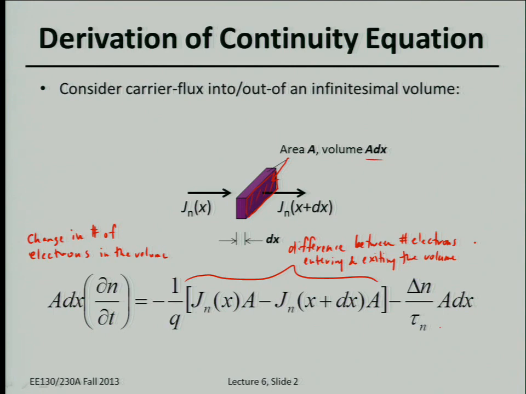Finally, when the electrons enter, they can, what does this last term represent? Lifetime. Recombination, that's right. So they actually can die or be annihilated due to recombination. So this is the number of electrons annihilated within the volume.